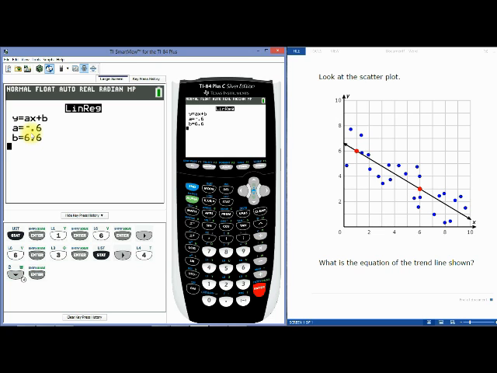And my equation is y equals negative 0.6x plus 6.6. That's our y-intercept, and it's about 6.5. There it is, and it is a negative slope. So that is the equation of the line of best fit for this group of data.